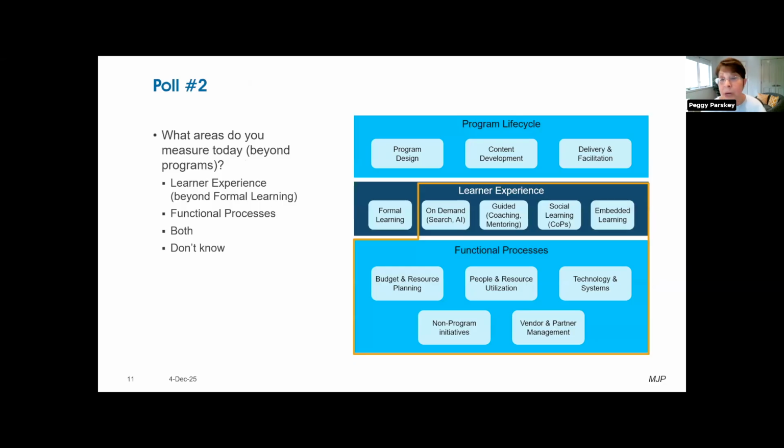So here's that poll I promised you, which is what areas do you measure today beyond programs? So it's the stuff in the yellow box. Do you measure the learning experience, beyond formal, functional processes, both, or you don't know, which is a valid response?